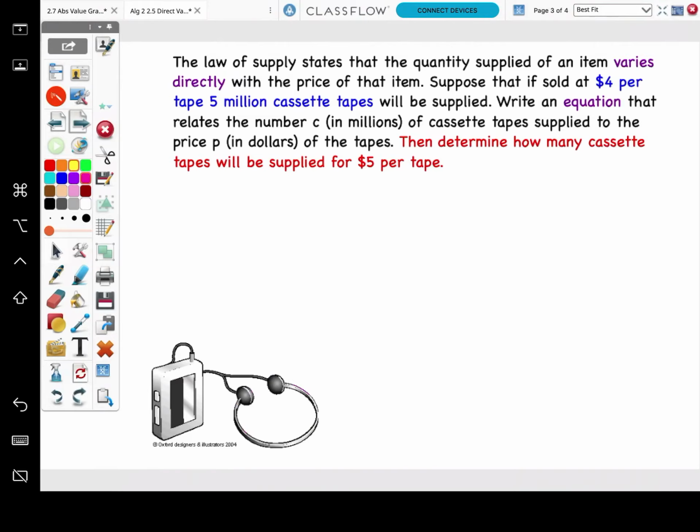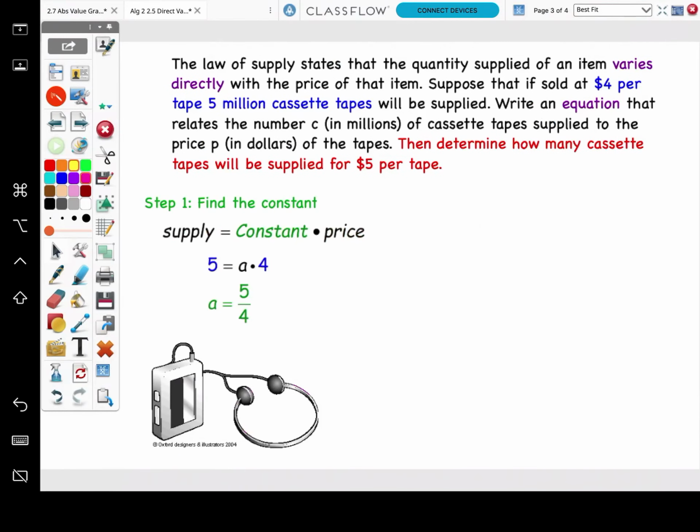Okay, here's a word problem, because word problems are my favorite. The law of supply states that the quantity supplied of an item varies directly, there's your clue that we're using y equals ax, with the price of that item. Suppose that if sold at $4 per tape, 5 million cassette tapes will be supplied. Write the equation that relates the number of cassette tapes supplied to the price, and determine how many tapes will be supplied for $5 per tape.